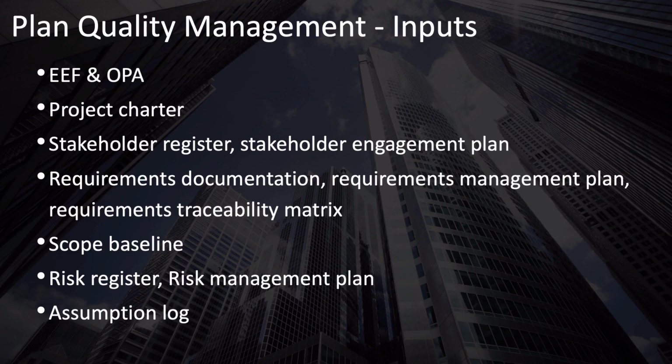Your requirements documentation, requirements management plan, and requirements traceability matrix, because your quality requirements need to be linked to specific functional and non-functional requirements. And these can also contain the tracking of your quality testing. Your scope baseline includes the acceptance criteria for your deliverables and the WBS framework that provides the basic structure for organizing activities, schedules, costs, and quality requirements.